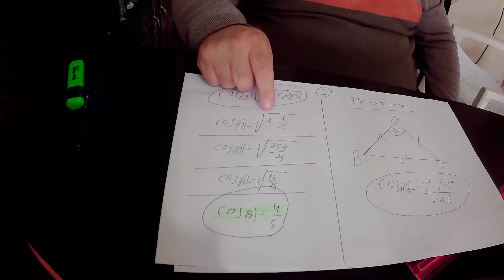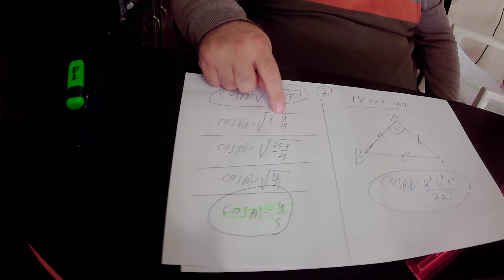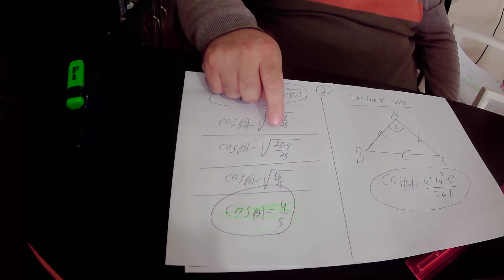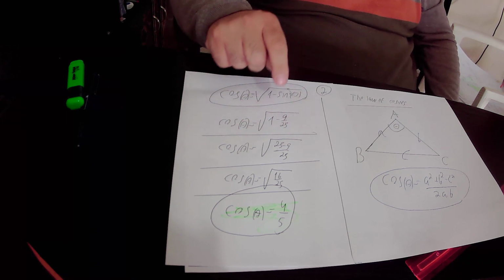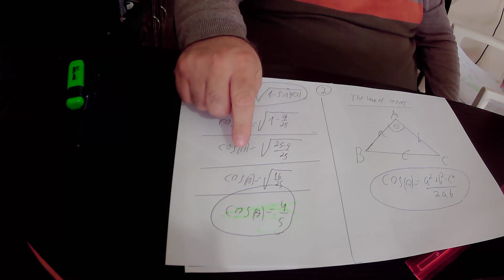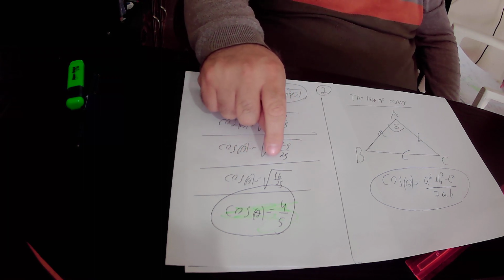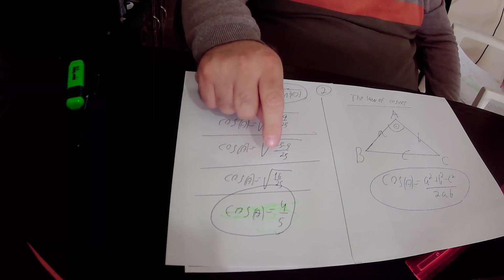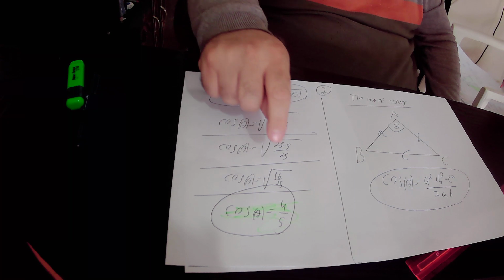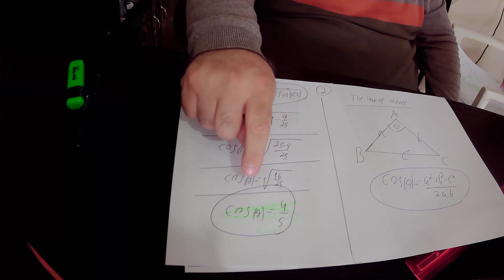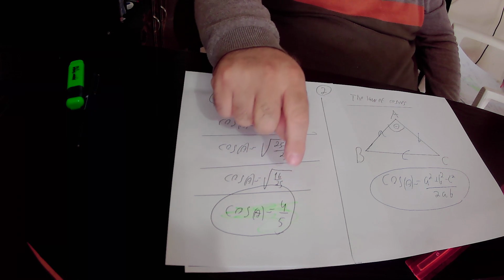We multiplied 1 by 25, and then we divided by 25 in order to overcome the fraction in this expression, and we found out that cosine theta equals the square root of (25 minus 9) over 25. 25 minus 9 is 16. So in conclusion, cosine theta equals the square root of 16 over 25. So cosine theta equals the square root of 16, that is 4, over the square root of 25, that is 5. So in conclusion, cosine theta equals 4/5.